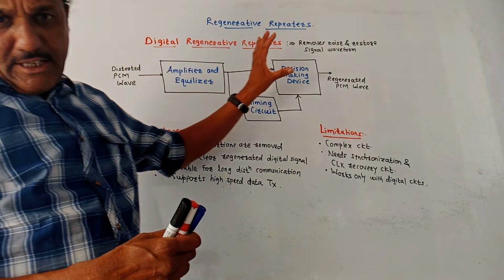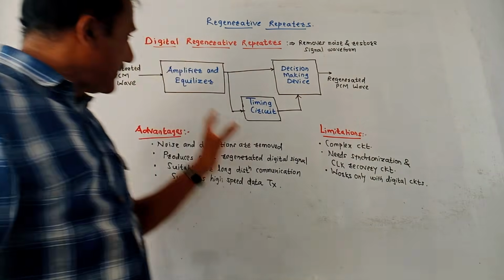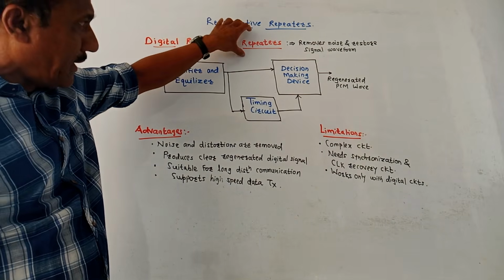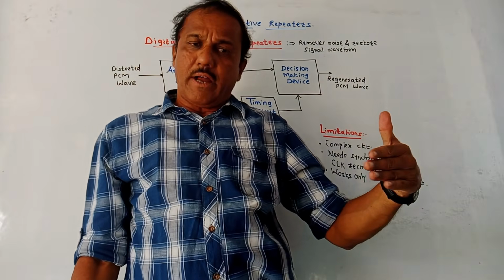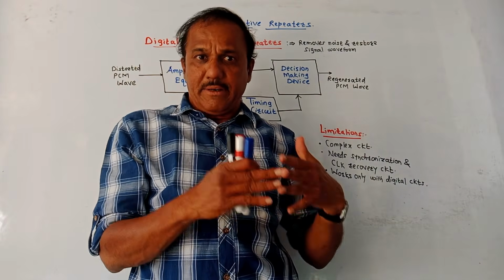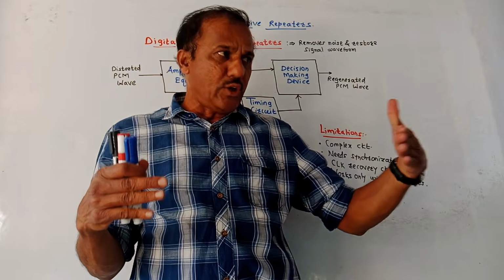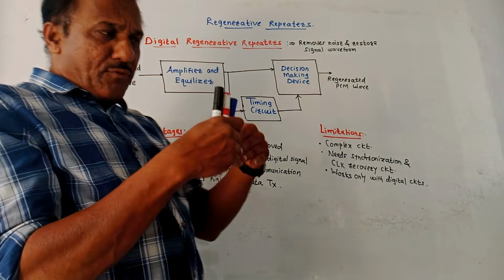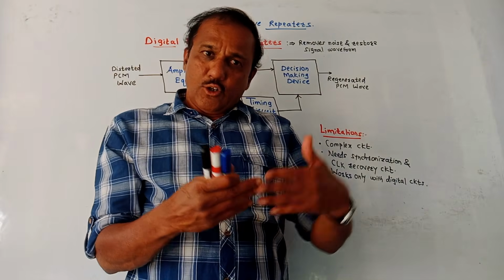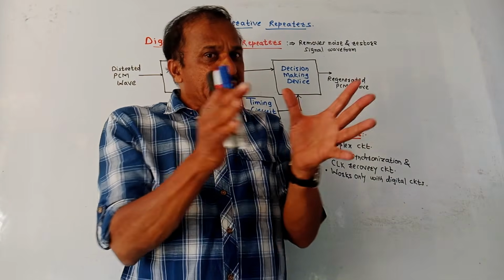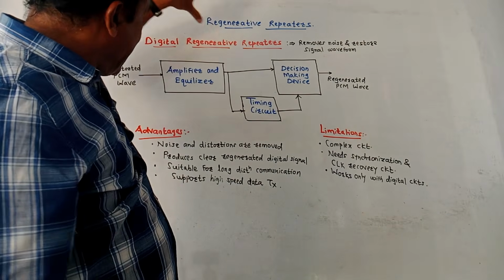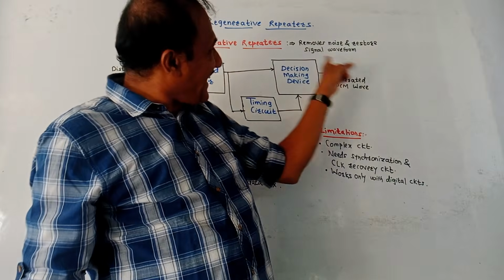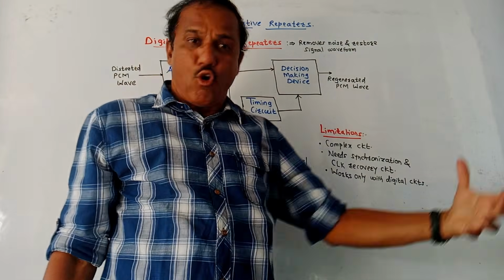As the name indicates, it is used for digital signals. So this is the simplest block diagram of digital regenerative repeaters. The major advantage of digital regenerative repeaters compared to the analog repeaters which we just now discussed is that in case of analog repeaters, noise is also getting amplified and reconstruction is not done. Whereas in case of digital regenerative repeaters, it removes noise completely and restores the signal waveform.